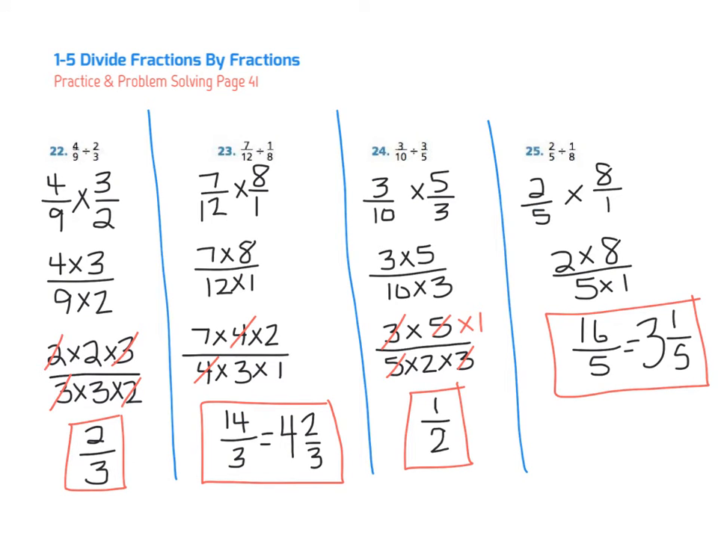In problem 23, if you did not notice that 8 and 12 both had a factor of 4, then you would have ended up with 56 over 12, which is equivalent to 14/3. Both of them simplify down to the mixed number 4 2/3. On 24, if you did not recognize that there was a factor of 3 and 5 in both the numerator and denominator, you would have ended up with 15 over 30, which is also equal to 1/2.